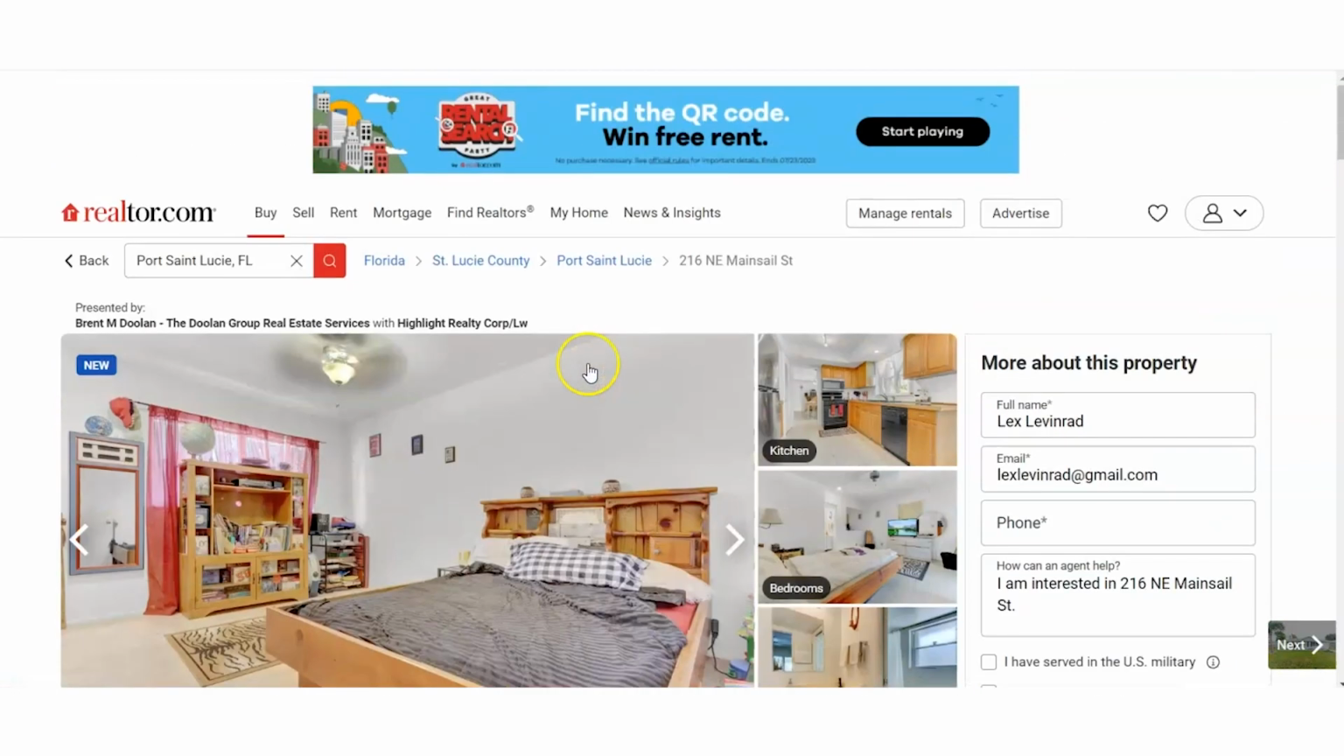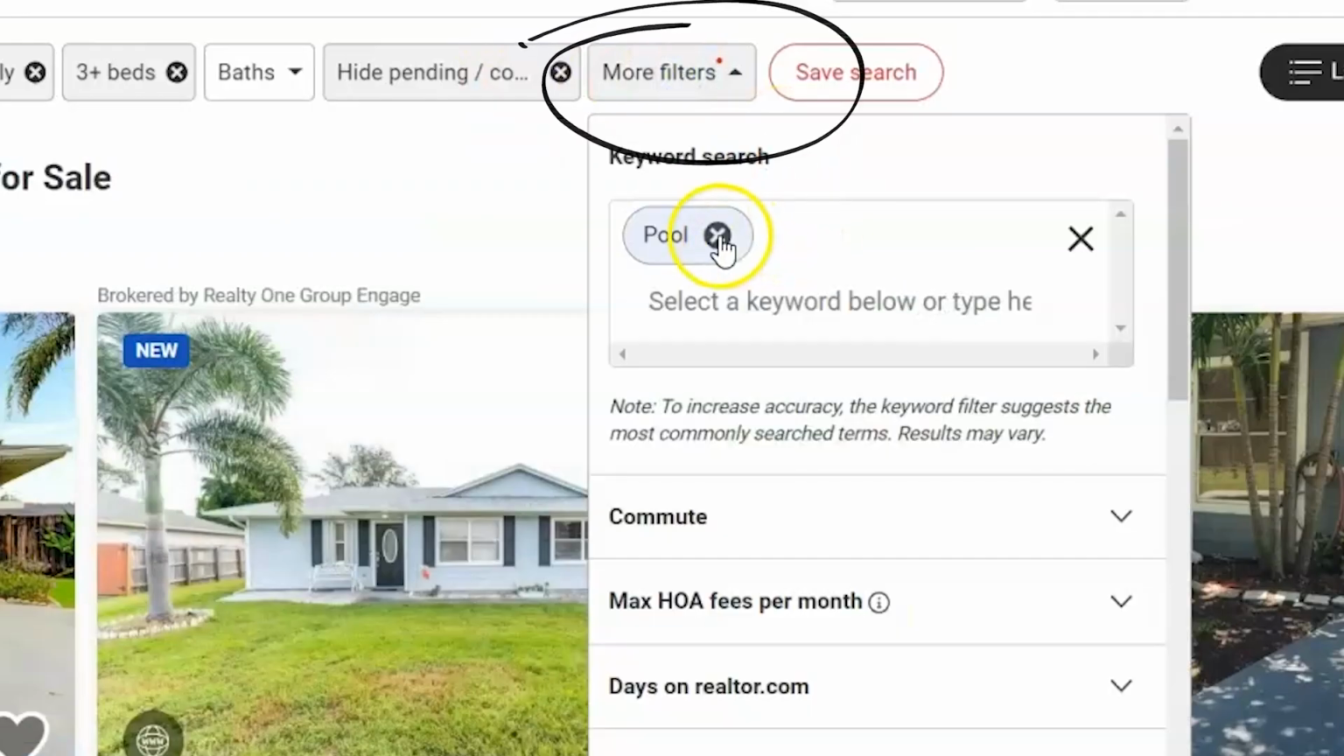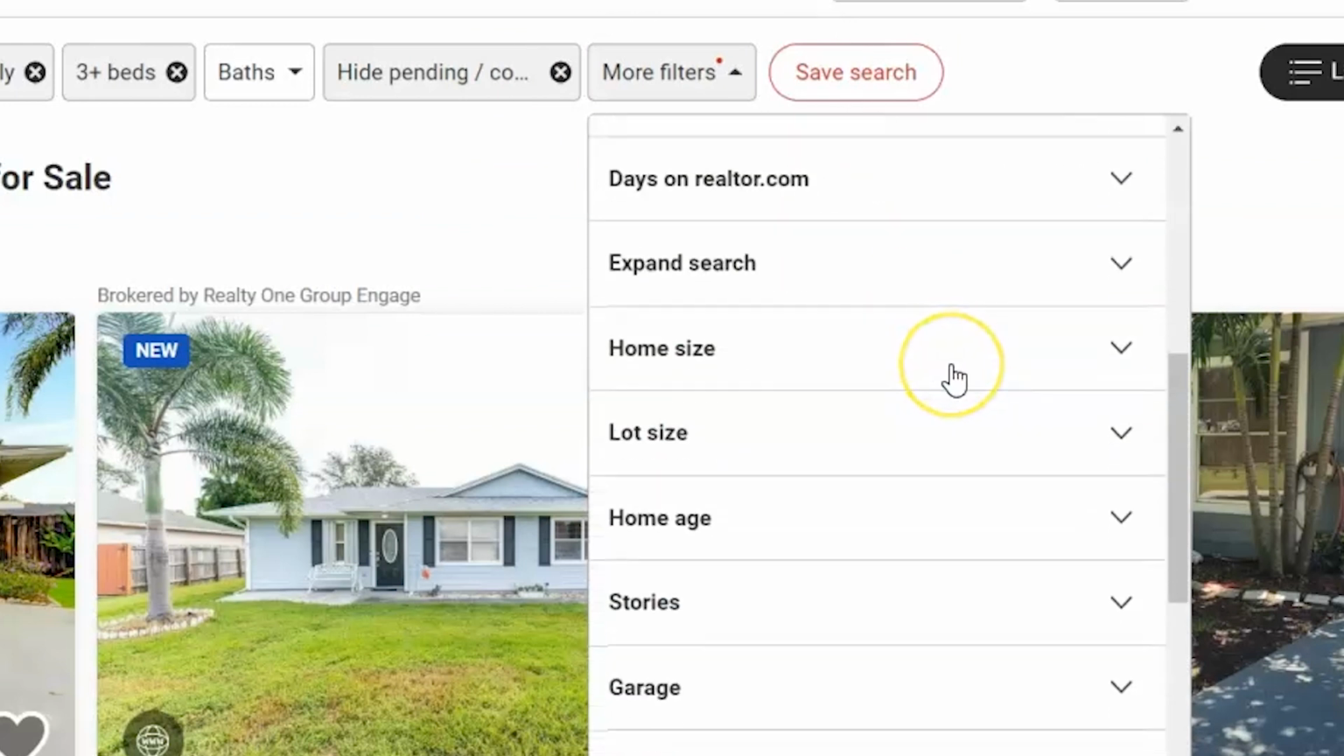So a couple of other things that you can do, going back to your search, I'm going to take out now the more filters. I'm going to exclude pool. And what I'm going to do now, and this is a very big one in today's market, pay attention to this because this one can make you some money. I'm going to go down to home age.